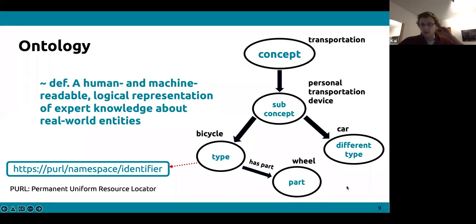So what I mean specifically by that is in your ontology, which is a human and machine readable logical representation of knowledge about real world entities, you could not only have hierarchical relationships, so you have a concept with its subconcepts, but you could also have lateral relationships, so concepts that have other relationships to other concepts. So a bicycle has part wheel, that sort of thing.